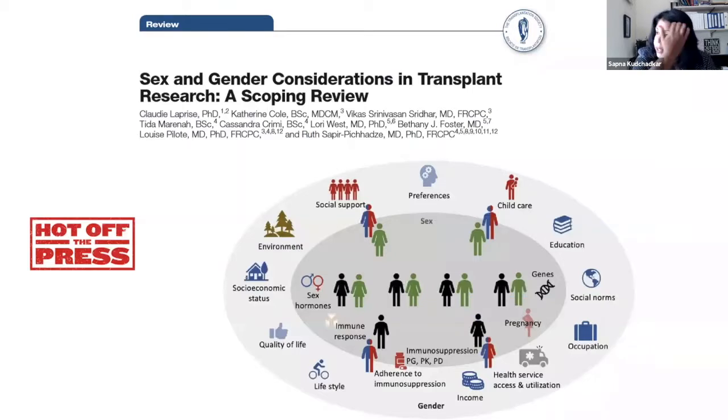This is a hot off the press article that just came out on sex and gender considerations in transplant research. And a figure like this, it's beautiful. There's no infographic for this study yet that I could find. However, an infographic like this would get a lot of attention. So as you're creating your manuscripts, think about the infographics that would actually translate well to social media, because you can imagine if this gets posted on social media, people are going to be interested in reading the article.